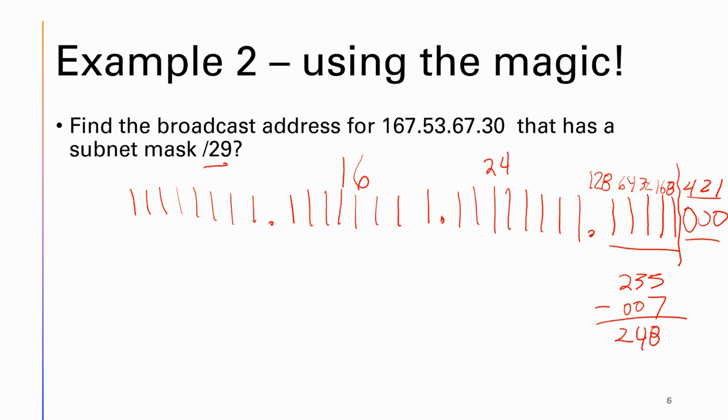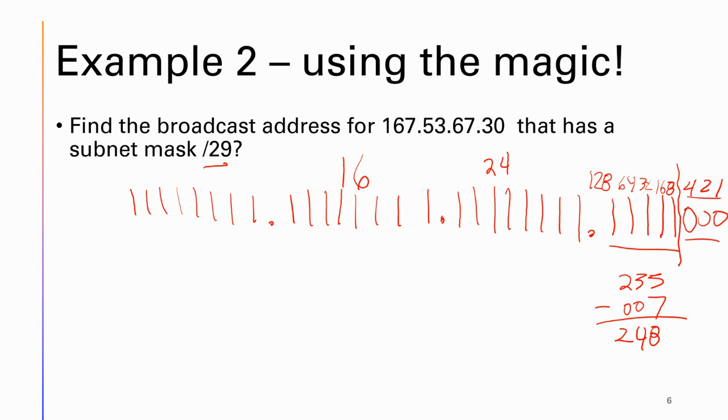Okay. So now that we have 248, just checking. I did it in my head, so I just have to check my phone here. Yeah, 248. So it's 248.